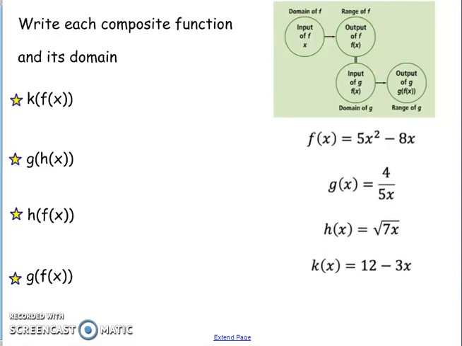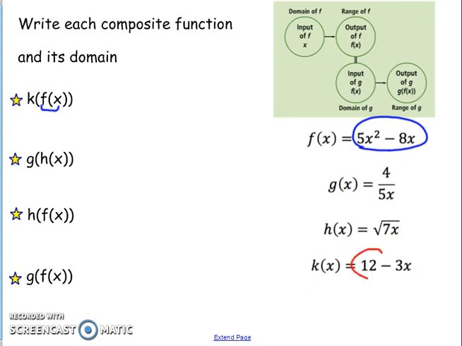When doing composition with functions, you're taking a function and plugging it into another function. Just like what we did with the numbers, you're still working inside out, but you're taking the function on the inside and plugging it into the variable spot of the function on the outside. So, for example, if we have k of f of x, f of x is on the inside. So our f of x function right now is this one. I'm going to take this function, and that function is going to go into the k function.